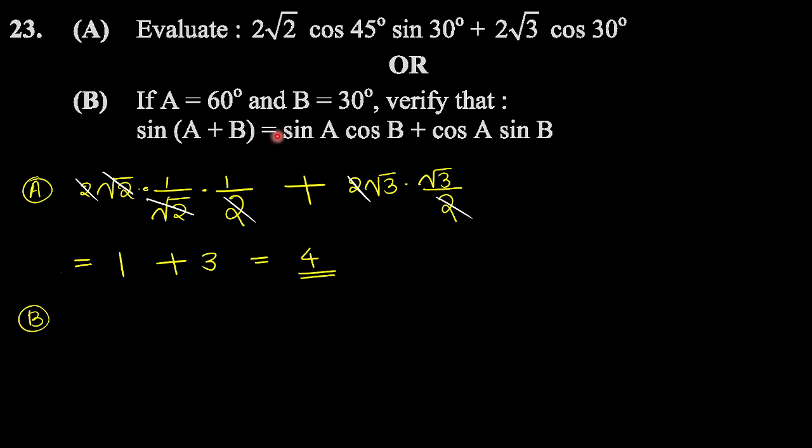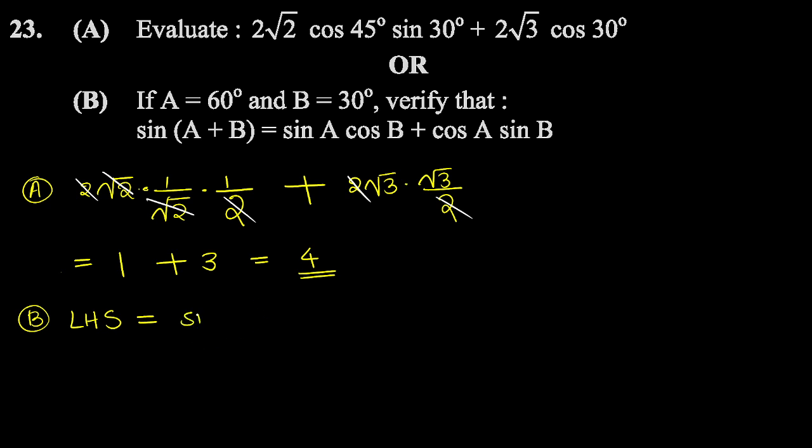A equal to 60 degree and B equal to 30 degree. Verify that sin of A plus B equal to sin A cos B plus cos A sin B. We have to prove it. Similar question is there in NCERT book. We need to find out both LHS and RHS. It's a show that question.